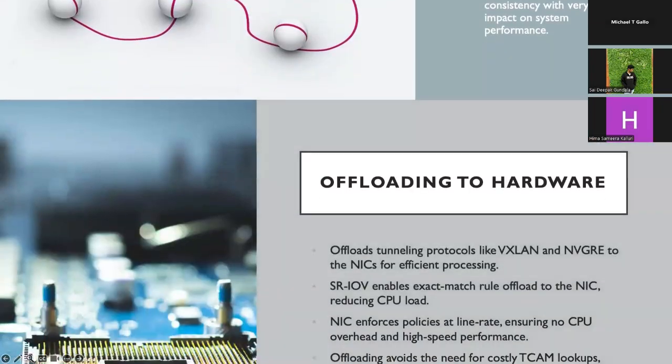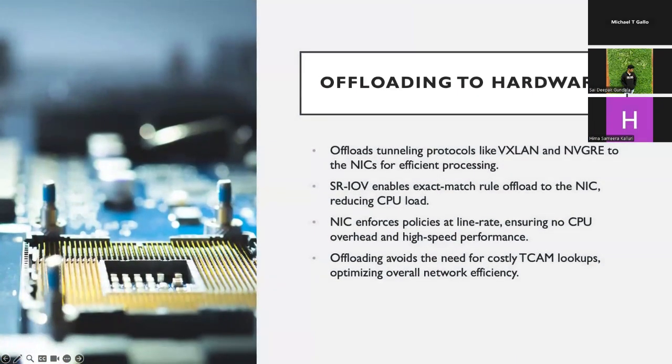Next, moving on to offloading to hardware, where tunneling protocols like VXLAN and NVGRE are offloaded to the NICs for efficient processing. SR-IOV enables exact match rule offload to the NIC, reducing CPU load, and the NIC enforces policies at line rate, ensuring no CPU overhead and high-speed performance. Offloading also avoids the need for costly TCAM lookups, optimizing overall network efficiency. Basically, this hardware offloading makes VFP cloud ready and future proof.